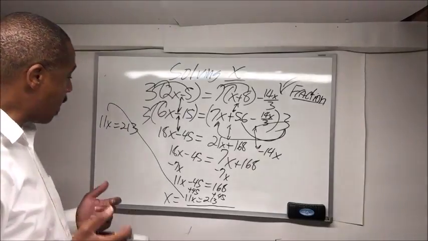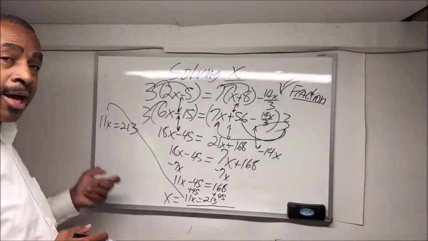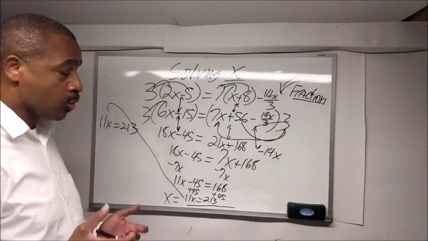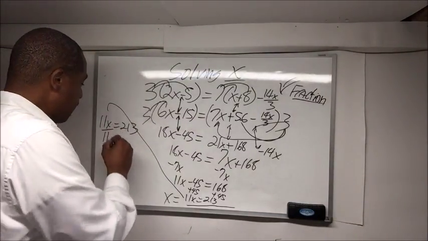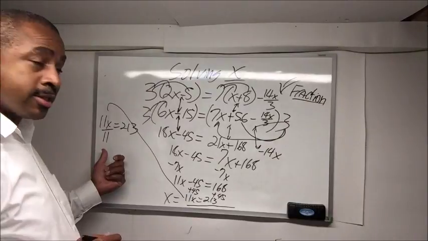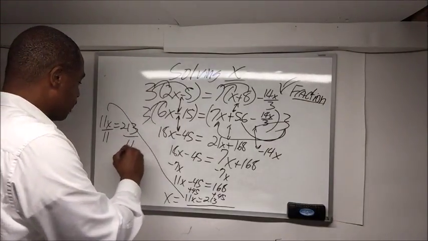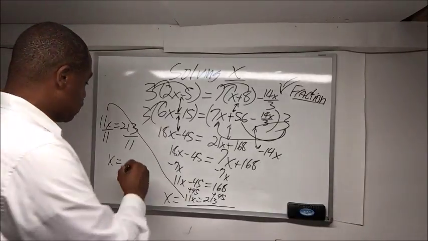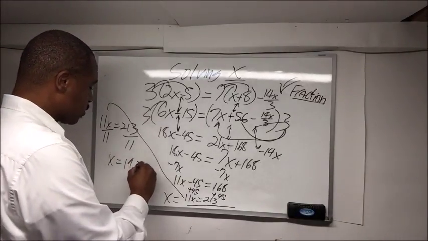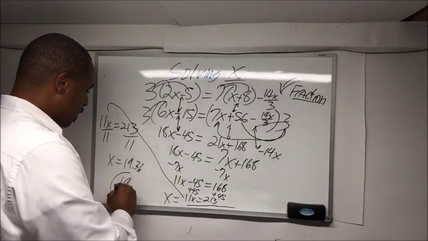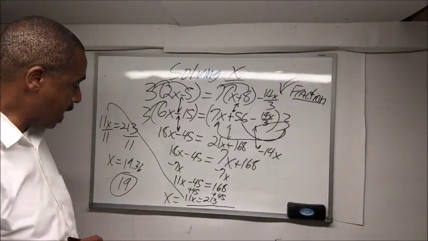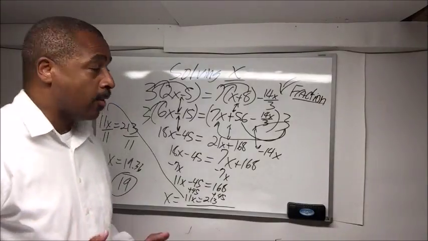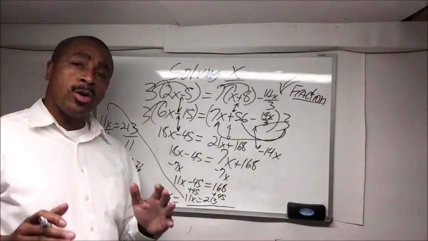Again, we're still doing our opposite. So here we have an x multiplied by 11. So the opposite of multiplication is division. So we're going to do it divided by 11. And again, this is equal. So if I do it to this side, I'm also going to do it to this side. 213 divided by 11 is going to give us 19.36. So we're just going to say, round that down to 19. So x equals 19.